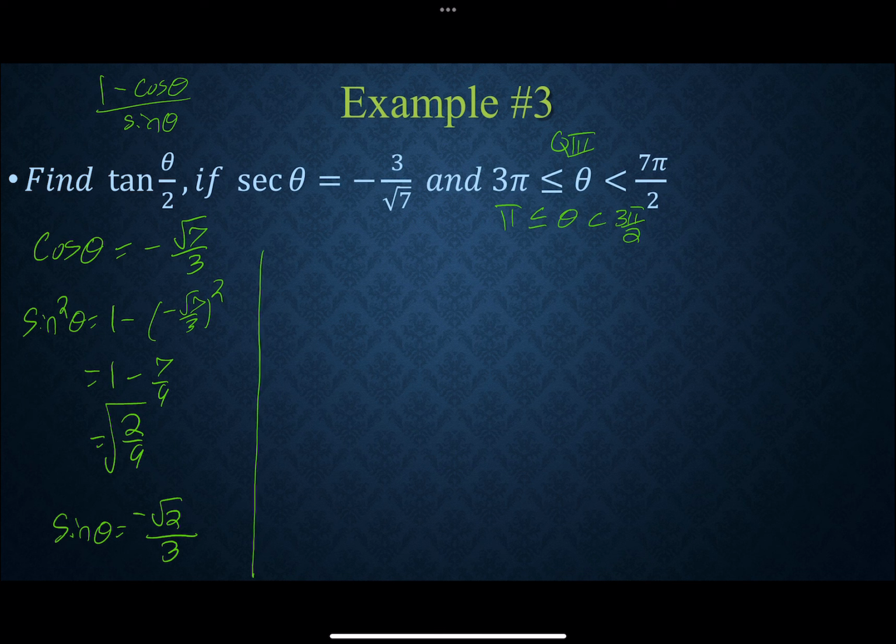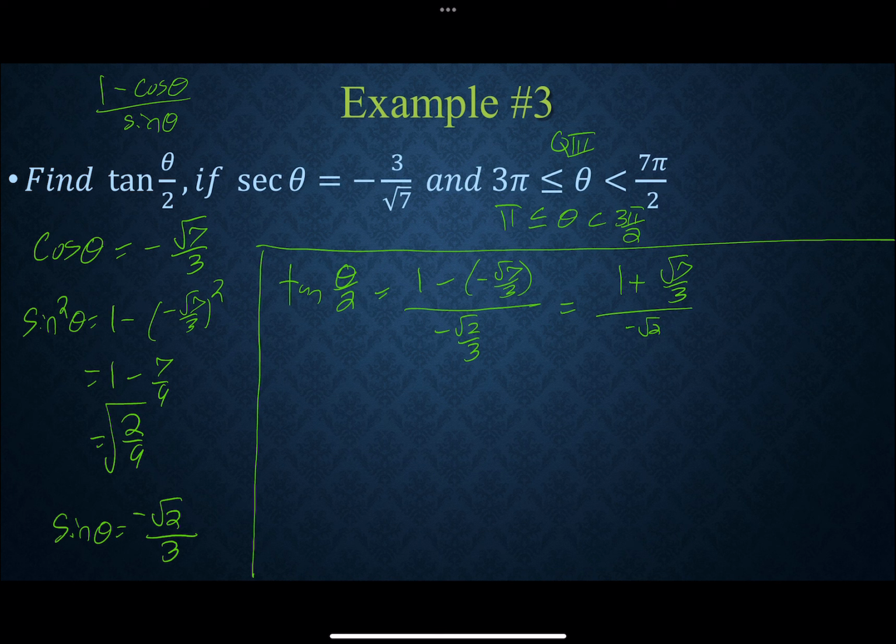Now that I have both the sine and the cosine values, I plug into our tangent theta over 2 formula. Tangent theta over 2 is our 1 minus cosine, negative root 7 over 3, over sine, negative root 2 over 3. So the double negative means we have 1 plus root 7 over 3 over negative root 2 over 3. And I multiply top and bottom by 3 because I have a complex fraction. Again, whenever I'm dealing with complex fractions and square roots in the same problem, I'm going to deal with the complex fraction first, and then I'm going to rationalize second. So multiplying by 3 gives us 3 plus root 7 all over negative root 2.